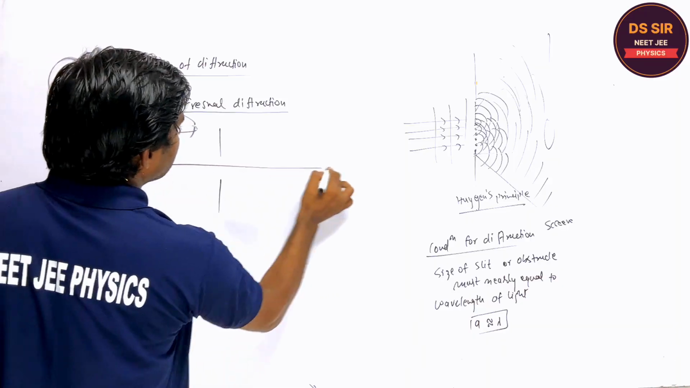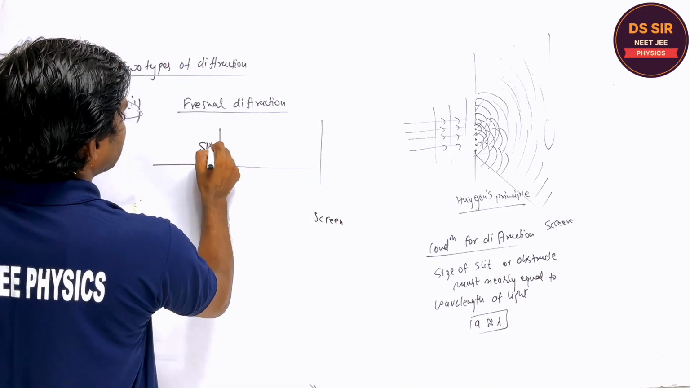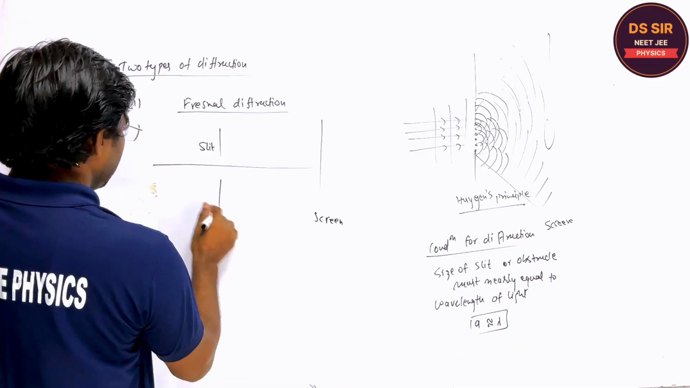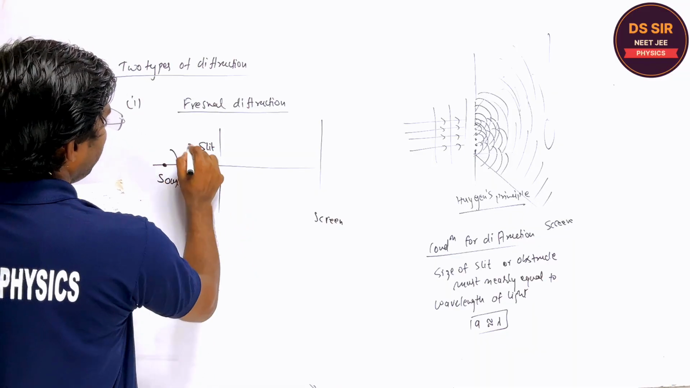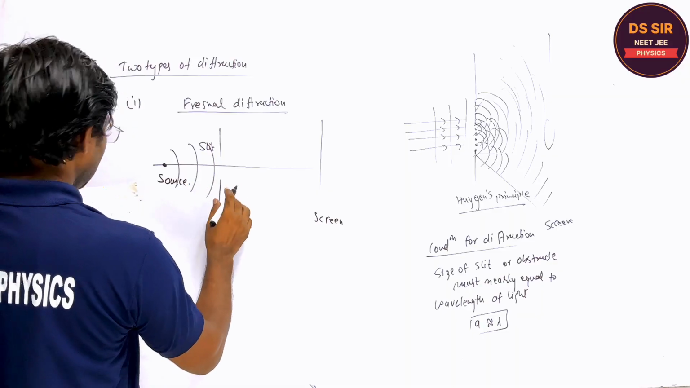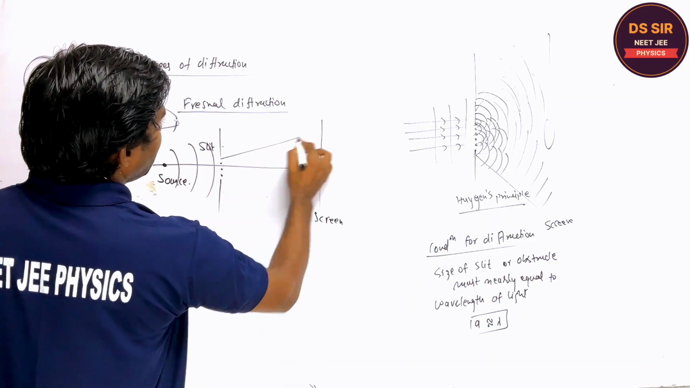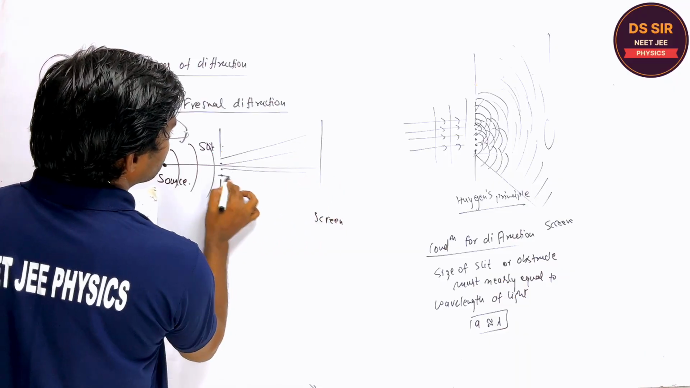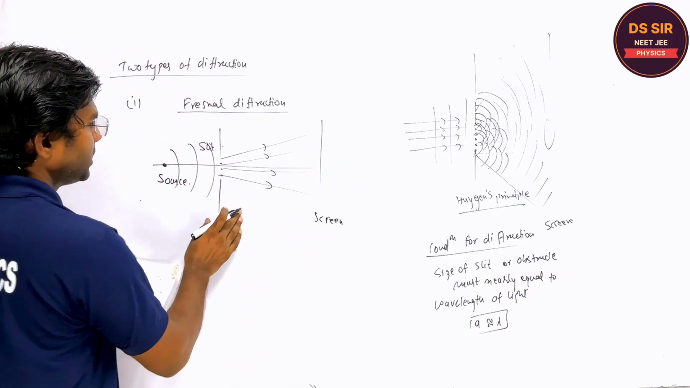If this is the slit and this is the screen, and this is the source of the light. When the source of the light is producing the light, it acts as a new source of light. So the light travels in this way also. And here you will get the diffraction pattern on this screen.